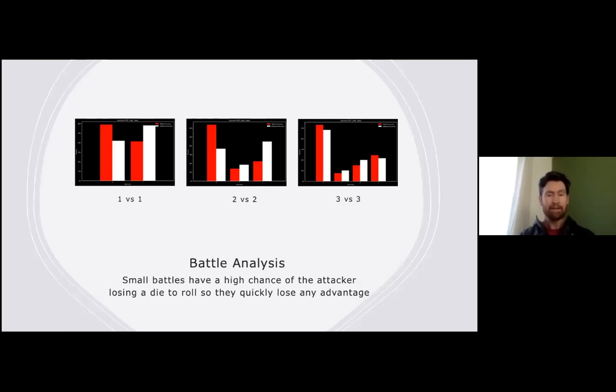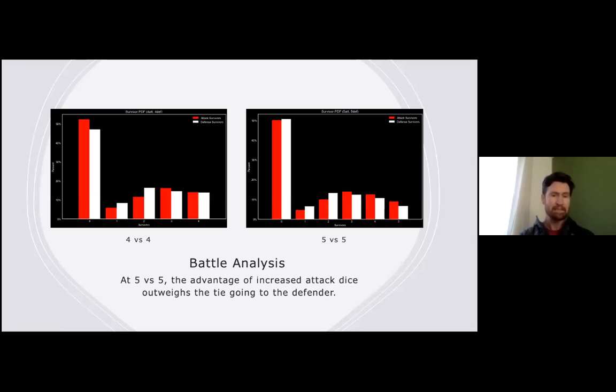But for small battles, the fact that the attacker loses dice as they lose troops actually tilts an even number of troops to the defender's advantage. And this is more prominent the lower the number is, but at 5 versus 5, it's actually better to be the attacker again. So 5 versus 5 and up is to the attacker's advantage.